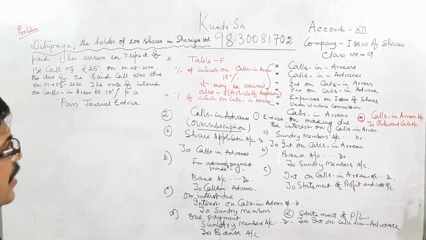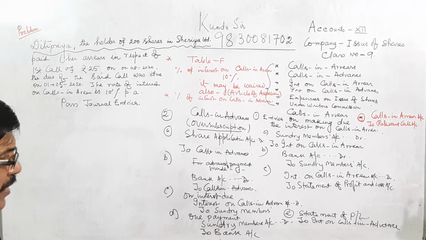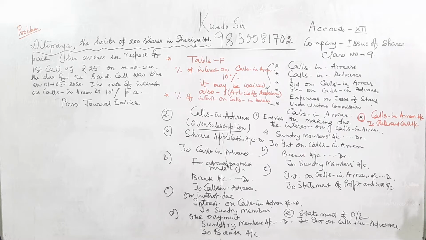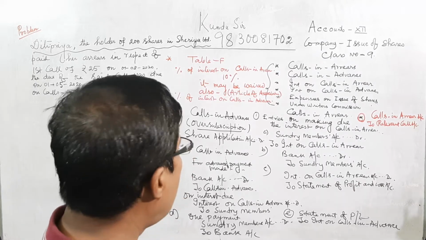Now I have explained regarding calls in arrear and interest on calls in arrear, how it is to be calculated, and the due entry, then the receiving entry, then the transferring entry, that is, interest received on calls in arrear is to be transferred to the profit and loss account.